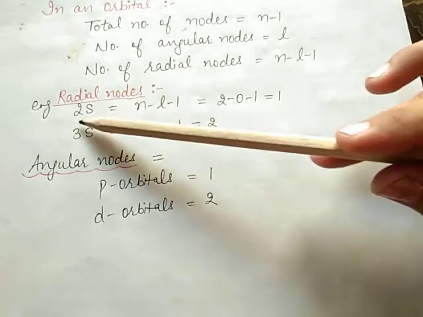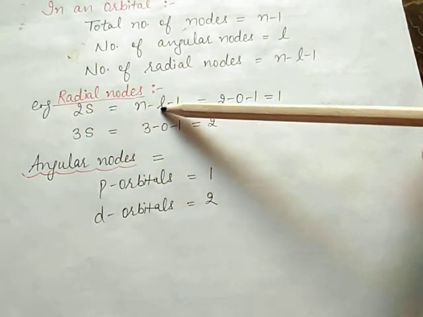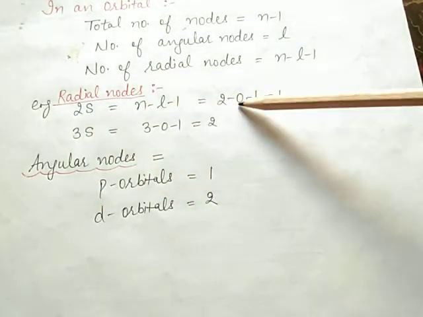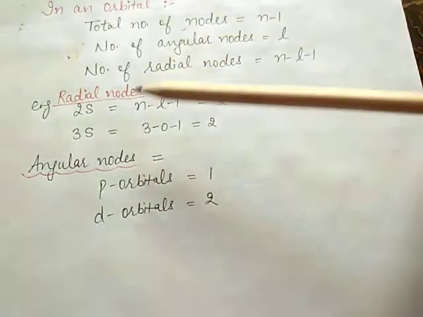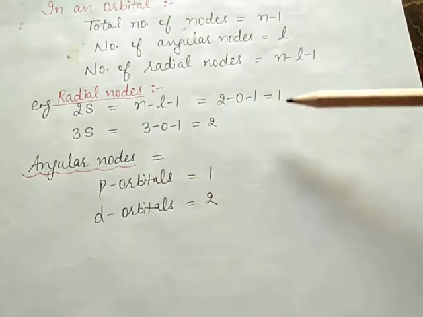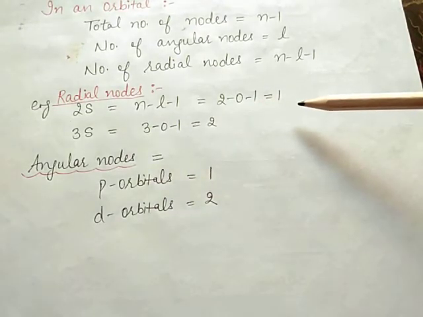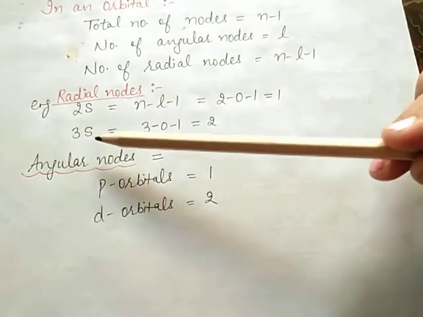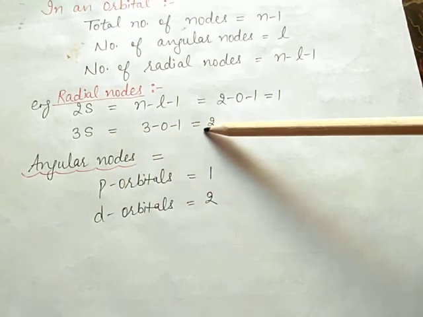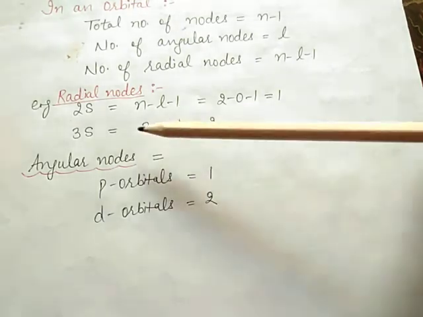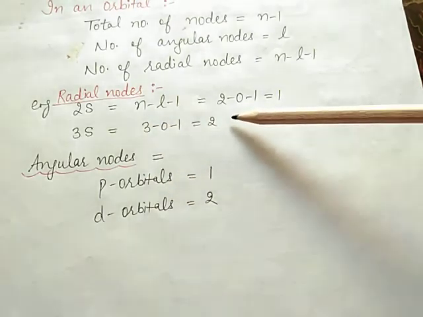n value is 2, this one. For s orbital, l value becomes 0, 2 minus 0 minus 1, that is equal to 1. It means in case of 2s orbital, only one radial node is present. In case of 3s orbital, that is 3 minus 0 minus 1, that is equal to 2. It means here two radial nodes are present.